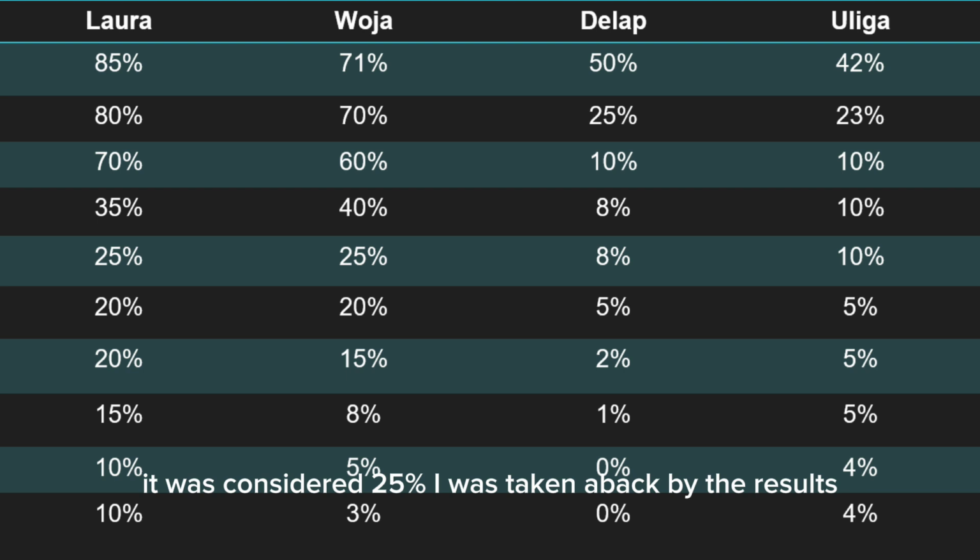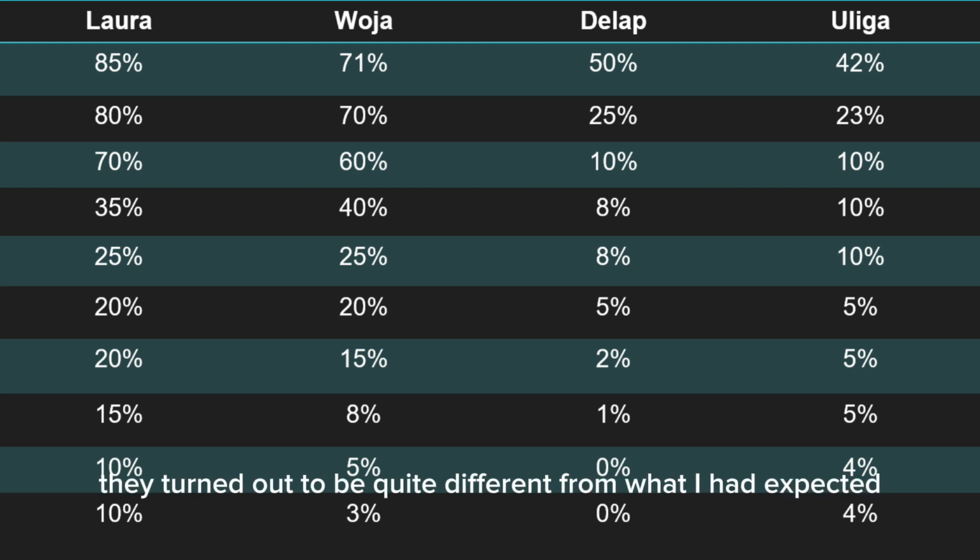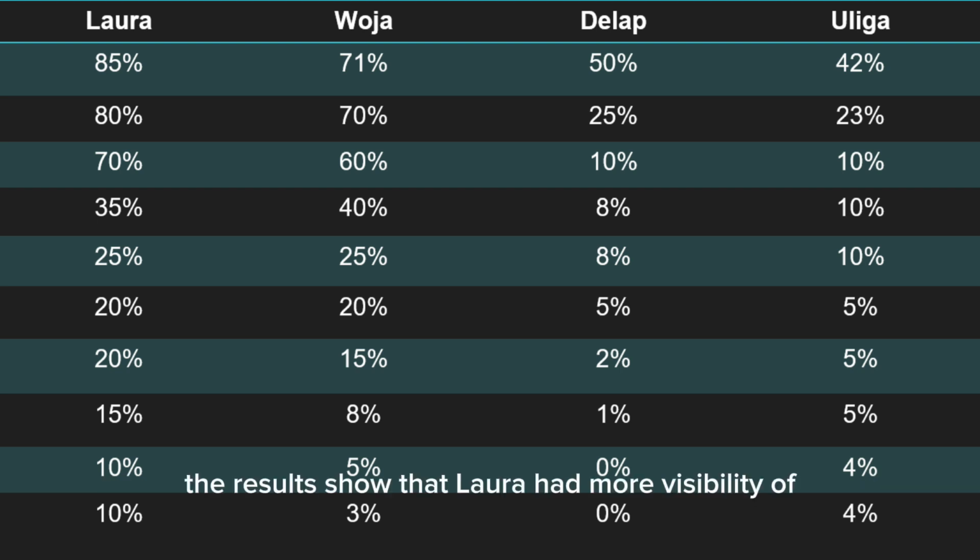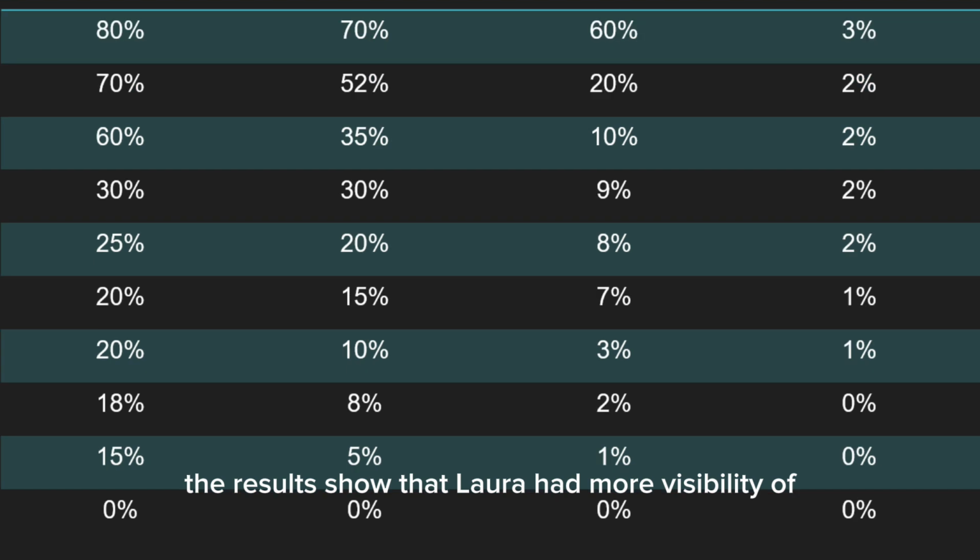I was taken aback by the results I found during the quadrat data collection. They turned out to be quite different from what I had expected. The results show that Lora had more visibility of mesoplastics compared to the other areas.